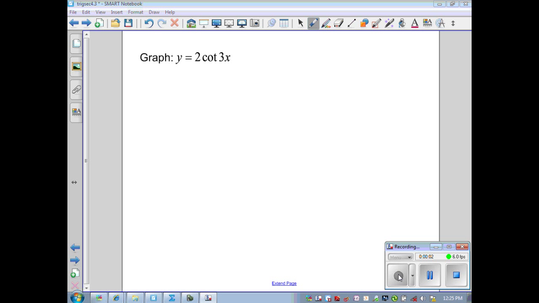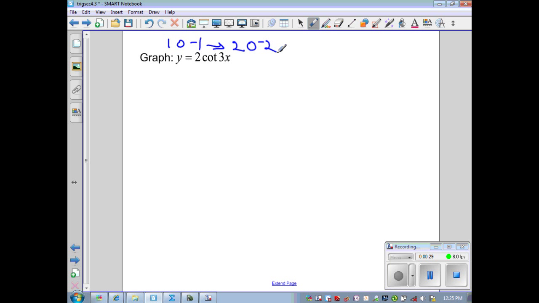Let's continue section 4.3 with the graph of the cotan function. Here, we're given an a in front of my function that has a value of 2. Recall from the previous slides that our cotangent function has special points that go from 1, 0, then -1. But this 2 is going to change that value to 2, 0, -2.